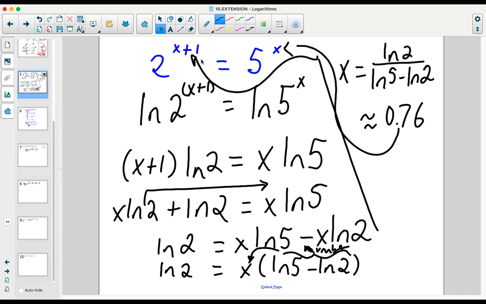So the presence of an exponential on both sides of the equation doesn't really change our problem-solving process much. It allows us to use the natural log or log base 10 on both sides, bring those powers down, and solve as I normally would.